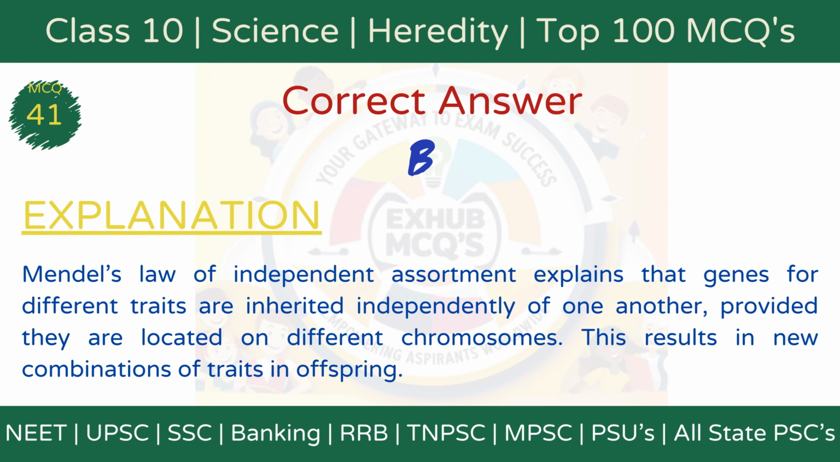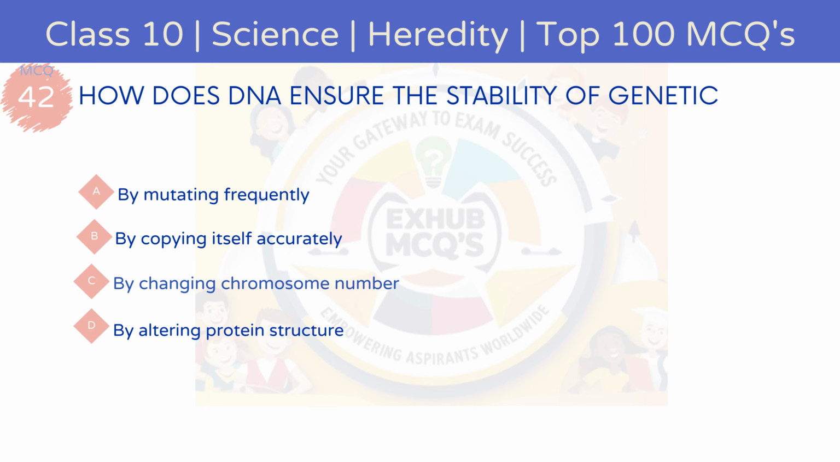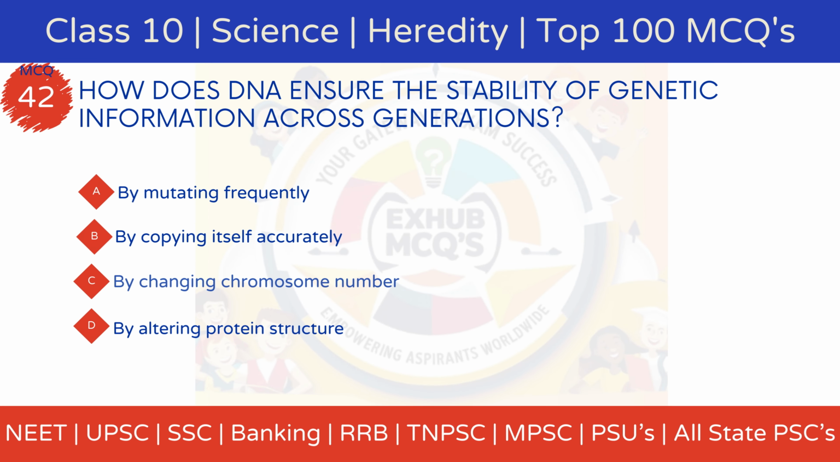The correct answer is option B, traits are inherited independently. Explanation. Mendel's law of independent assortment explains that genes for different traits are inherited independently of one another, provided they are located on different chromosomes. This results in new combinations of traits in offspring. MCQ 42. How does DNA ensure the stability of genetic information across generations? Option A, by mutating frequently. Option B, by copying itself accurately. Option C, by changing chromosome number. Option D, by altering protein structure.